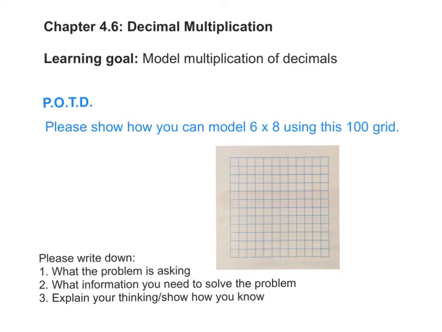To get us warmed up and thinking about modeling multiplication, I asked you to show me in your math notebook how you can model 6 times 8 using this 100s grid. This is called a 100s grid because it is 10 squares by 10 squares. So hopefully in your book you did 10 squares by 10 squares and then you showed me how you can color in 6 times 8. There are 2 different correct answers to this problem.